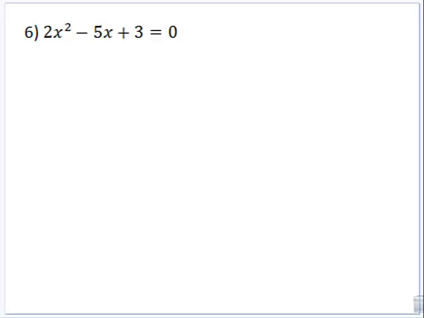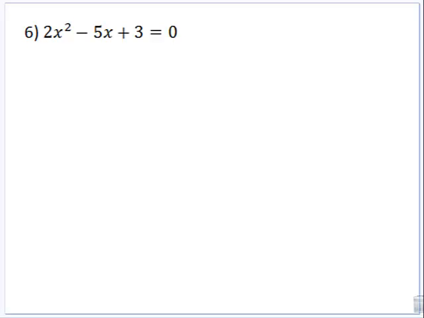Last problem, we've got 2x squared minus 5x plus 3 is equal to 0. Now this problem is drastically different than the other ones that we've done. All the previous problems, the coefficient in front of the x squared was a 1. So it worked out nicely. This time, the coefficient is a 2. That's not going to work out so well for us. So we need to figure out what we can do to this equation to get rid of the 2 that's attached to our x squared.